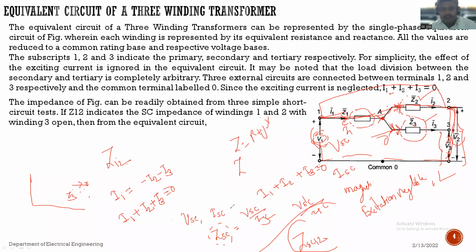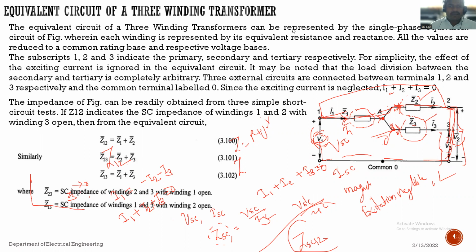Similarly for the others: if we want to calculate the impedance between 1 and 3, at that situation we keep winding 2, the secondary winding, open circuited. So this is just calculated by conducting a short circuit test. That means the impedance can be calculated by conducting a short circuit test.